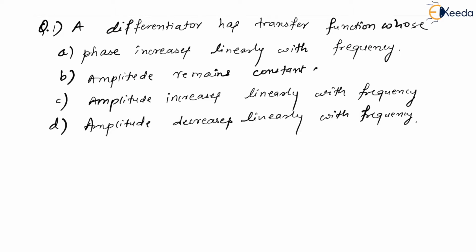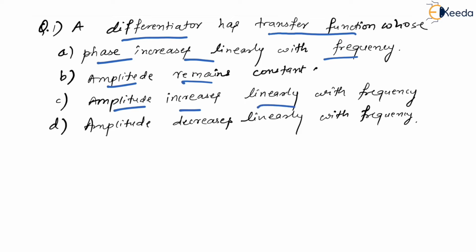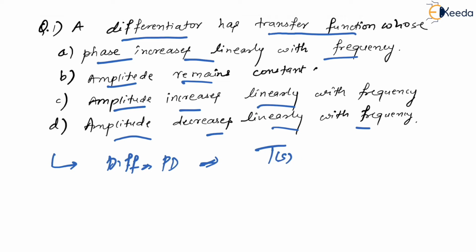They are asking: a differentiator has a transfer function whose phase increases linearly with frequency, or whose amplitude remains constant, or whose amplitude increases linearly with frequency, or whose amplitude decreases linearly with frequency. Let us try to check. We all know that it is a differentiator. Differentiator means definitely it is PD, right? And for that we have seen that the transfer function is nothing but KD S. Correct?